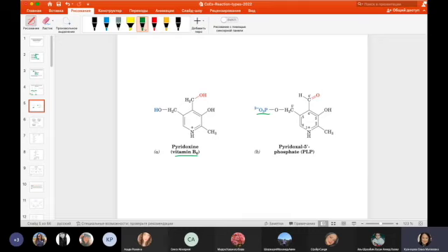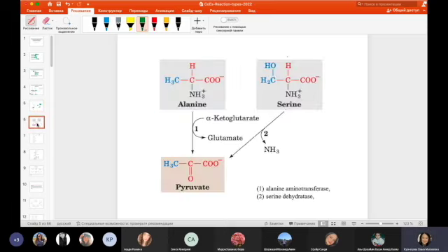Pyridoxal phosphate. Al in the name means an aldehyde group. Aldehyde group of this coenzyme participates in the formation of the linkage with the enzyme with aminotransferases. PLP is a coenzyme of deamination.